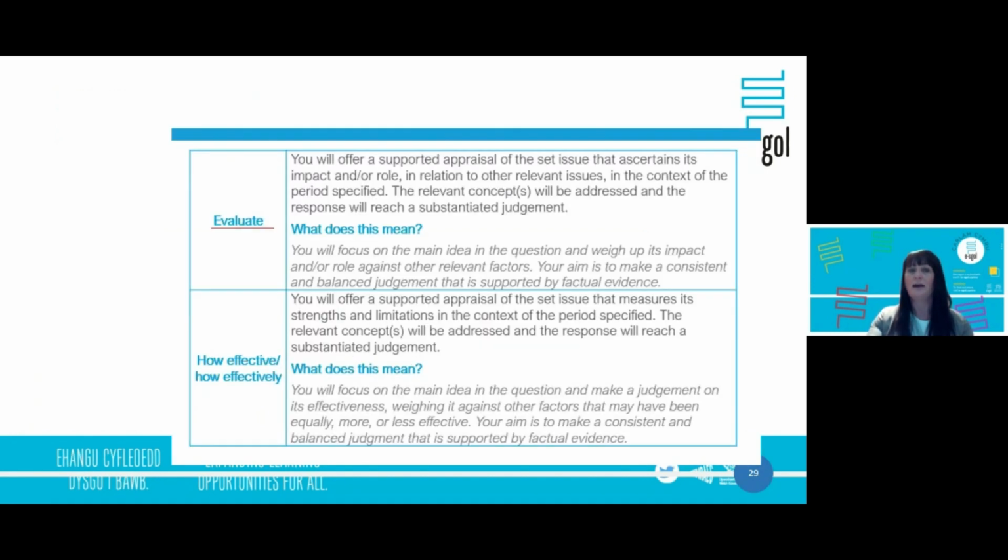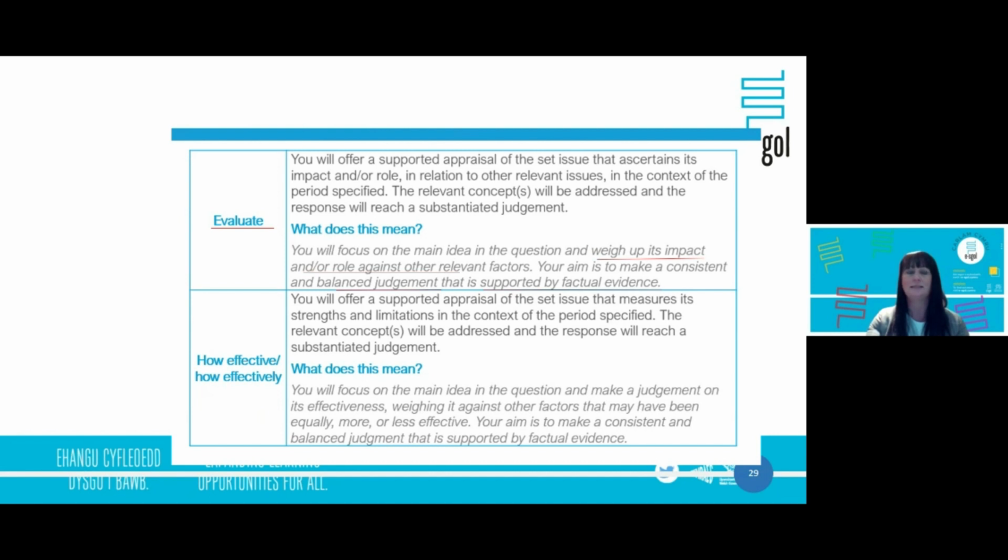You could have an evaluate question. So what does that mean? It means you focus on the main idea in the question, exactly the same as discuss, but this time you weigh up its impact and/or role against other relevant factors. So you have to compare a little bit with something else. Your aim is to make a consistent and balanced judgment, that keyword again, that is supported by factual evidence. So there's a little bit more to do in evaluate because you need to weigh up its impact and evaluate it against something else.